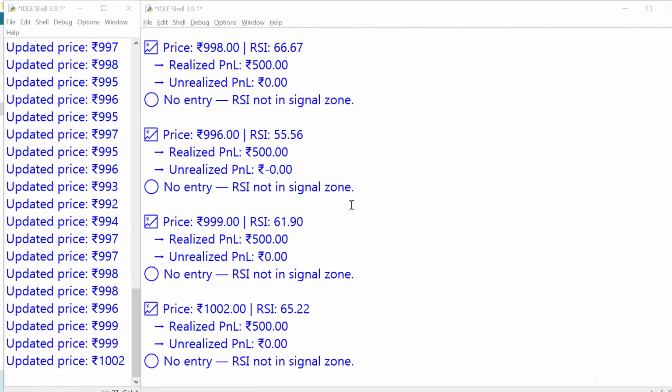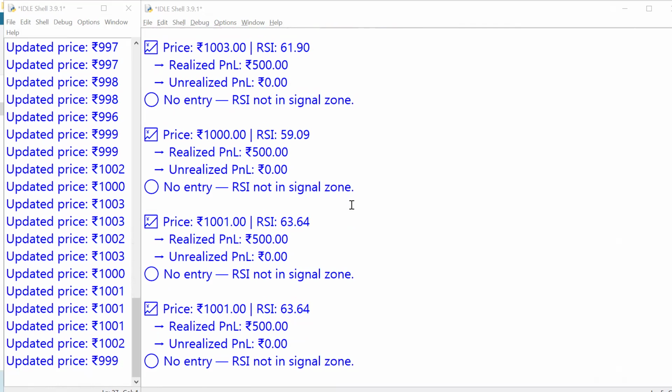So the realized profit, it has already booked, and that's 500 rupees because we kept the profit as 0.5% of the total capital. The total capital is 1 lakh rupees. So if there's a 500 rupees profit, it is going to end. It's waiting for the RSI signal to come. So with no signal, it is not going to trade. That is the beauty of the algo.